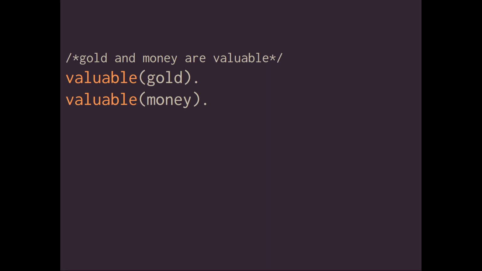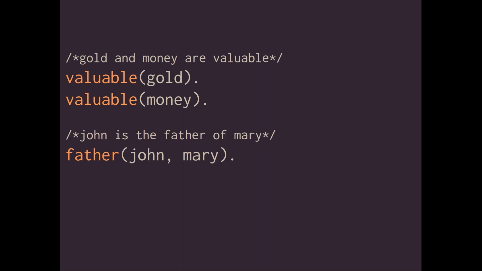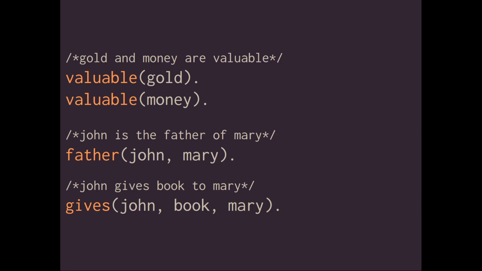We can declare another axiom. For example, John is the father of Mary. And similar to the previous one, Prolog does not know what these objects are. It just knows their relationship. So when we declare father, open parentheses, John, comma, Mary, it doesn't know what father means, nor what John means, nor what Mary means. It just knows this relationship. Another one, John gives book to Mary. So gives, John, book, Mary. And again, it doesn't know what these things are.